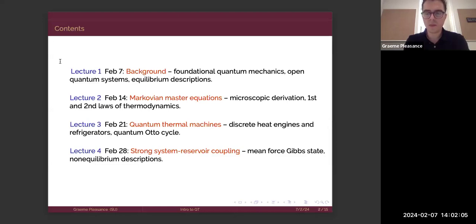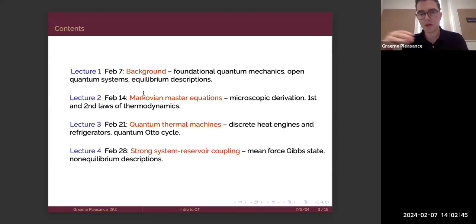I'm approaching this mini school from the perspective that maybe some of you in the audience don't have a particular background in quantum theory and quantum statistical mechanics, so I've tried to make these lectures as self-contained as possible. Today I will be reviewing foundational concepts and in particular the theory of open quantum systems, which I will use routinely in the second, third, and fourth lectures, and also briefly reviewing equilibrium descriptions.